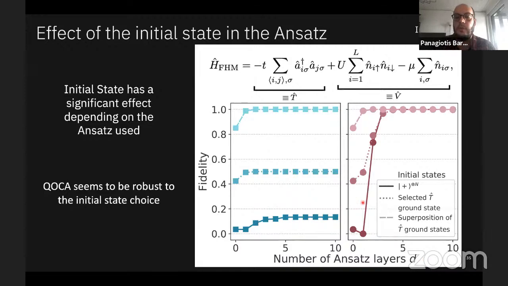Whereas for the case of QOCA, independently of what your initial state is, you are able to converge to the solution of the problem with quite good results. This is really nice to see because it seems that QOCA is quite robust to the choice of initial state for your simulation of the system.